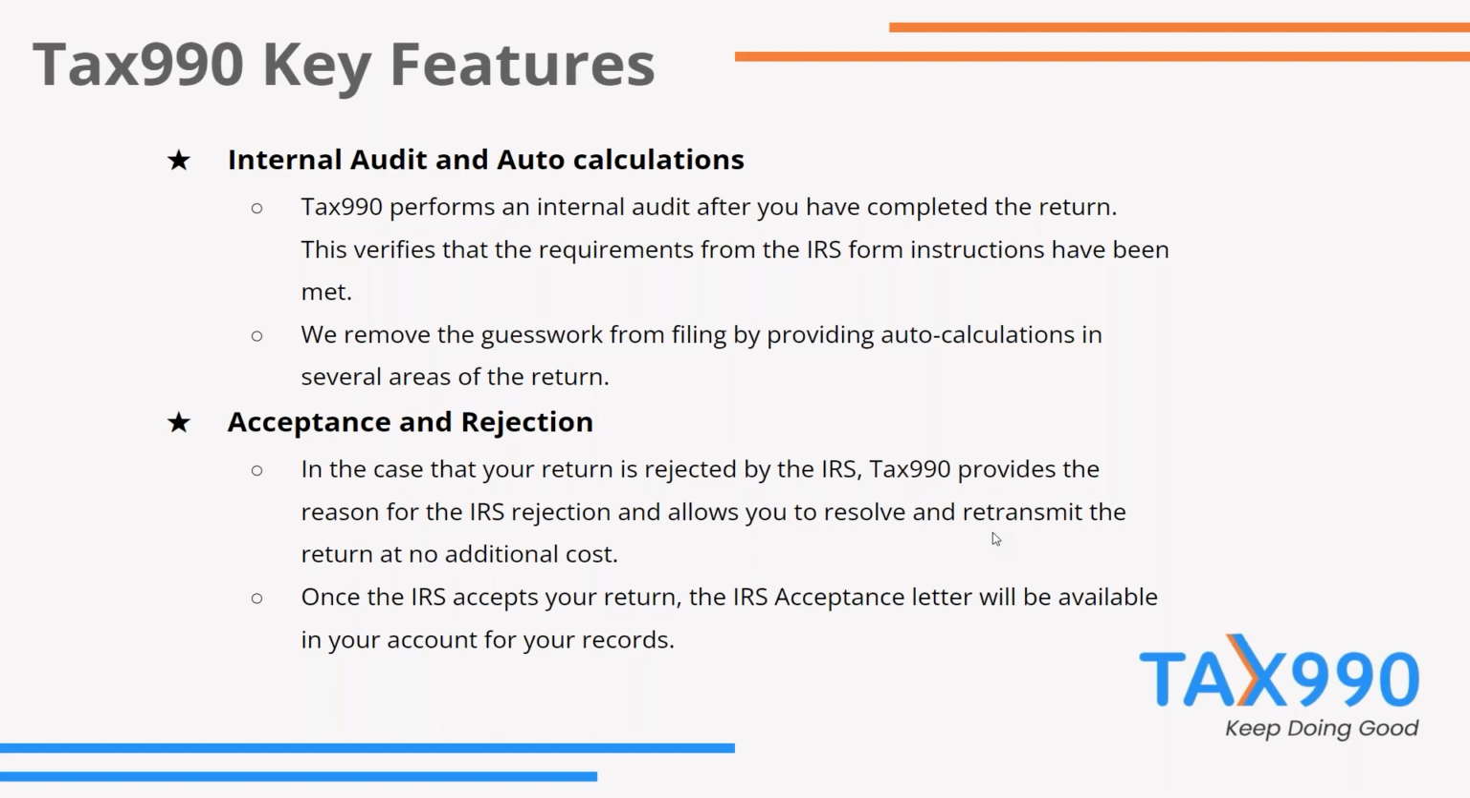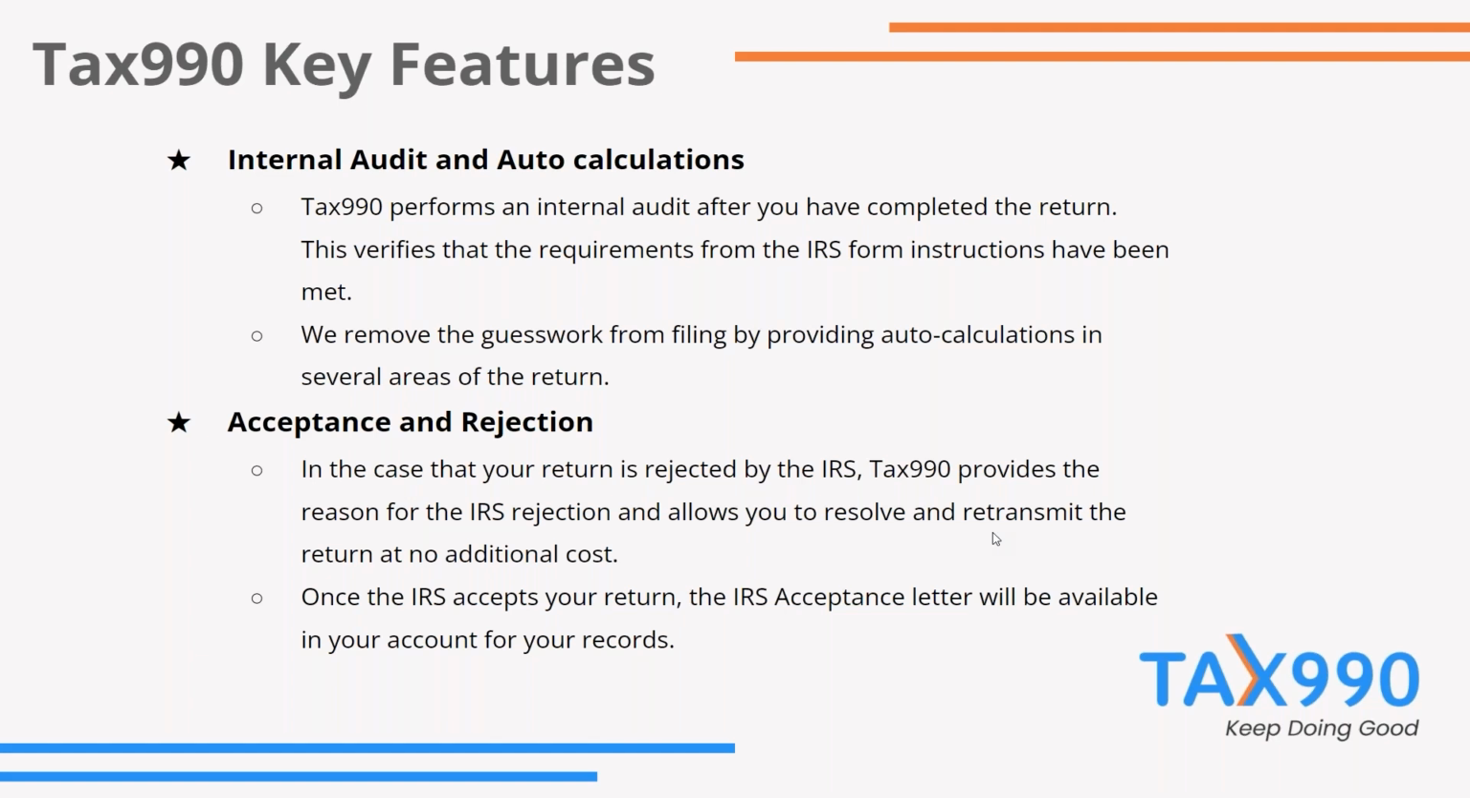Now that we've reviewed the different 990 PF qualifications and some of the IRS guidelines, we're going to discuss some of the key features that Tax 990 offers to further assist you in your e-filing process. So Tax 990 performs an internal audit after you've completed the return. This verifies that the requirements from the IRS form instructions have been met. The audit helps verify that your calculations are accurate and the necessary schedules are generated and fully completed.